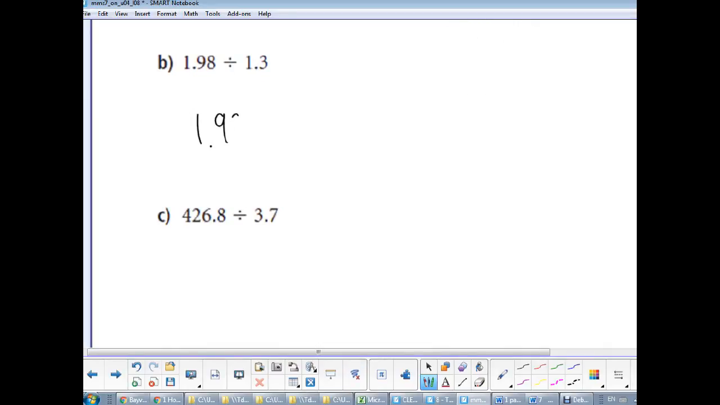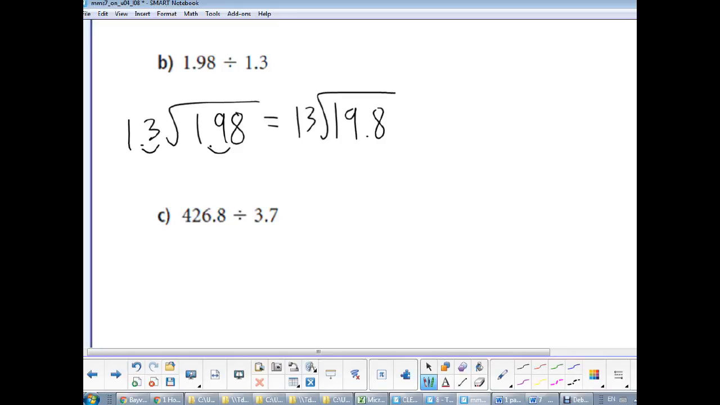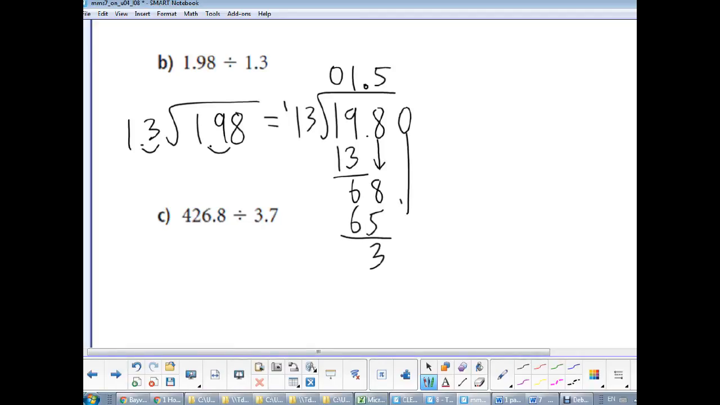For B, 1.98 divided by 1.3 changes into, we move the decimal one place, 19.8 divided by 13. 13 goes into 1 0 times, it goes into 19 one time. Bring our decimal up, pull down the 8. 13 goes into 68 5 times. 5 times 3 is 15. 5 times 1 plus 1 is 6. So 3, add another 0, bring it down. 13 goes into 32 times. So we have 1.52, which will round to 1.5.